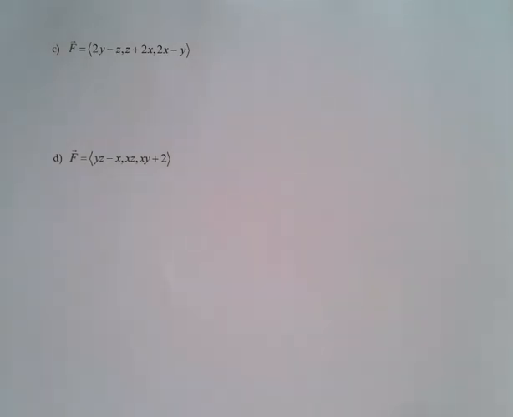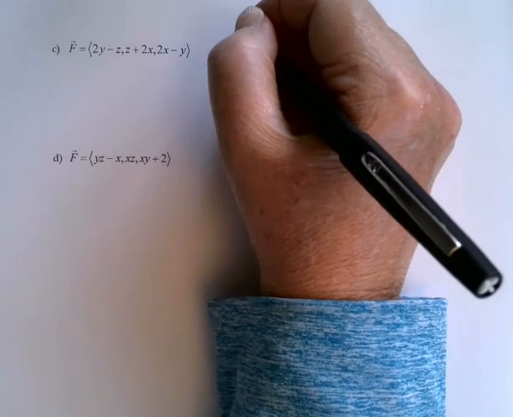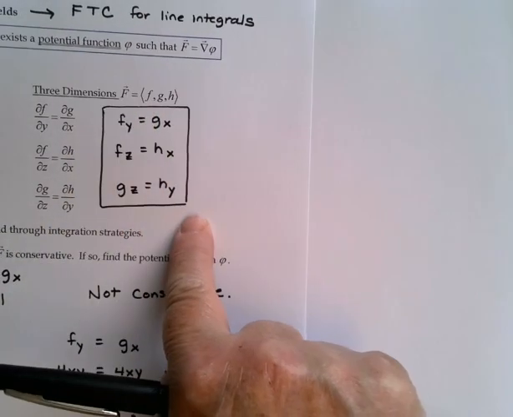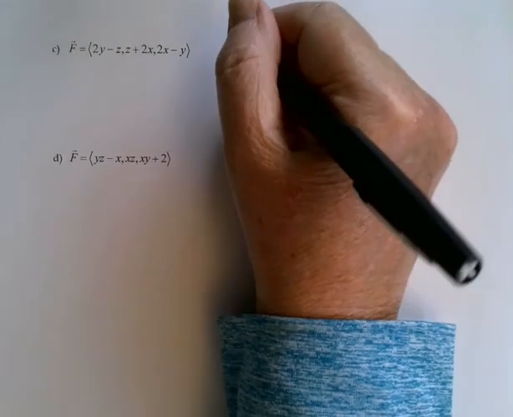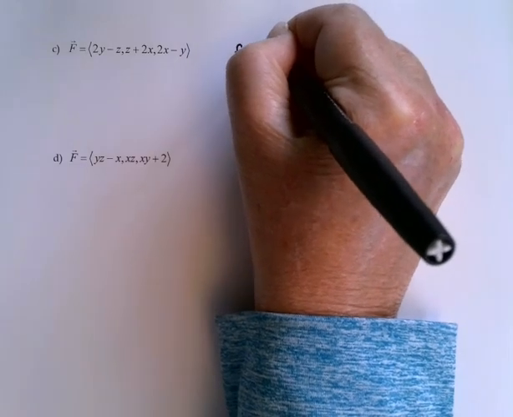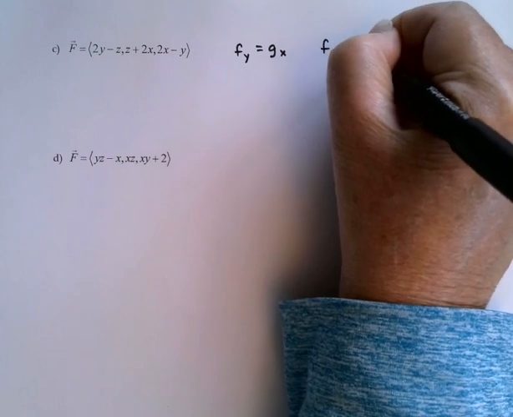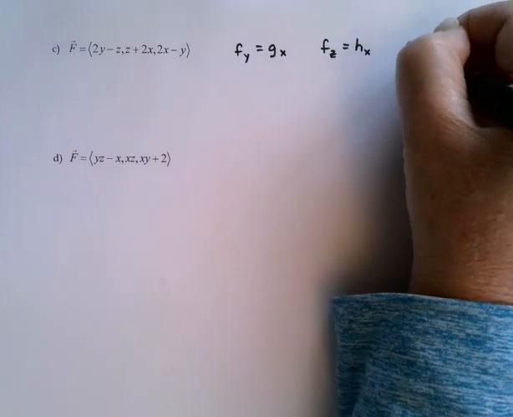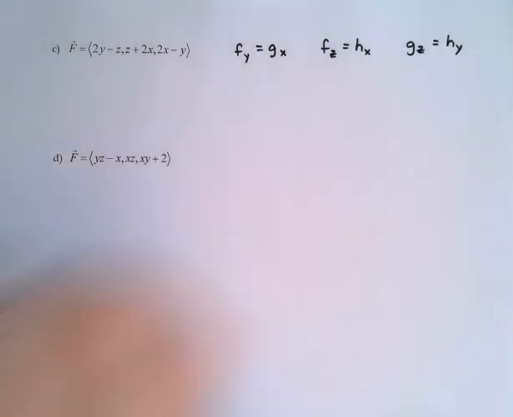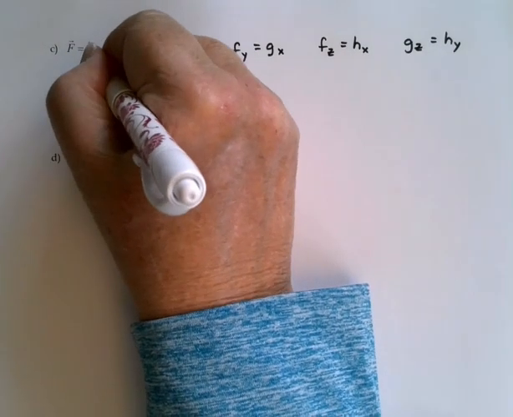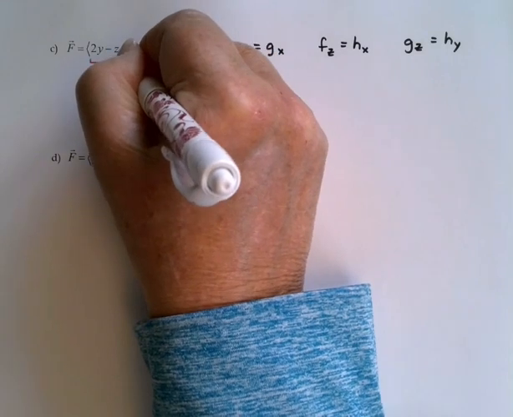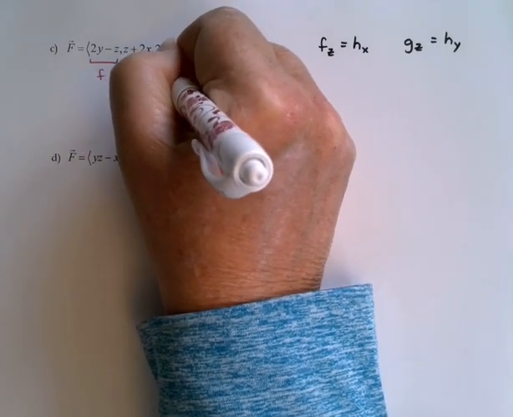Okay, so in the three-dimensional situation, I'm just going to recopy this condition over on my page so that we have it to work with. F sub y has to equal g sub x. F sub z must equal h sub x. And g sub z has to equal h sub y. There's the f, the g, and the h.